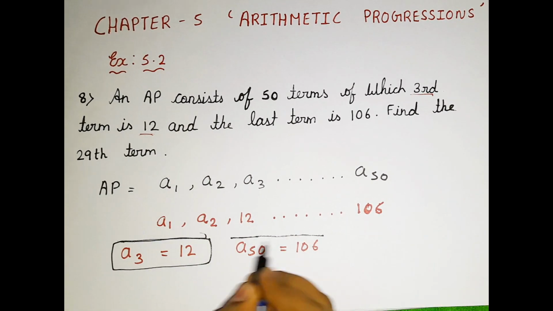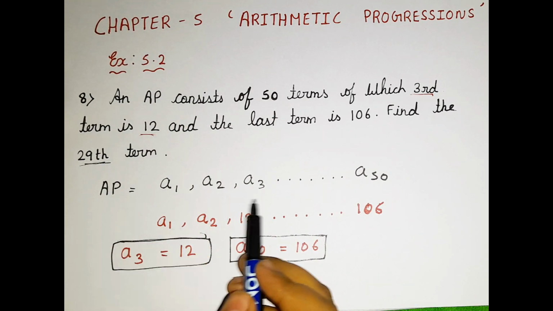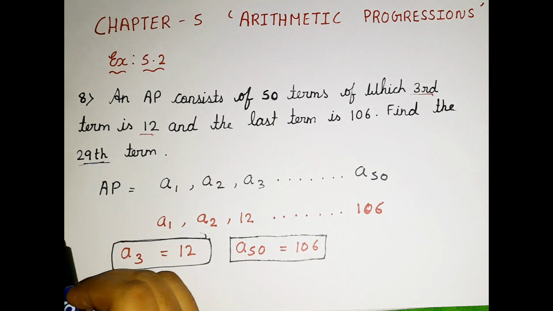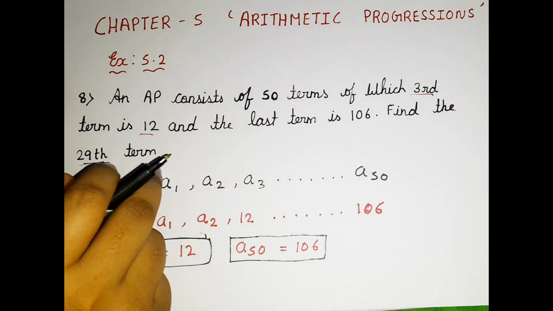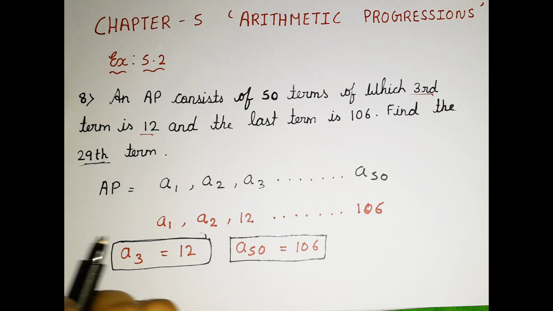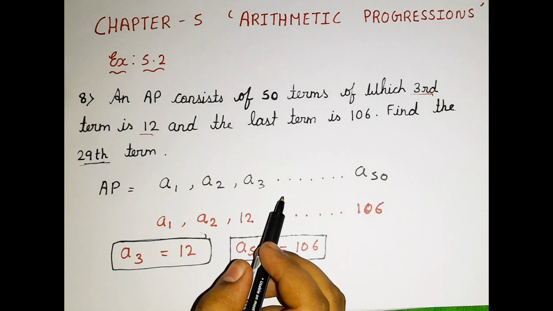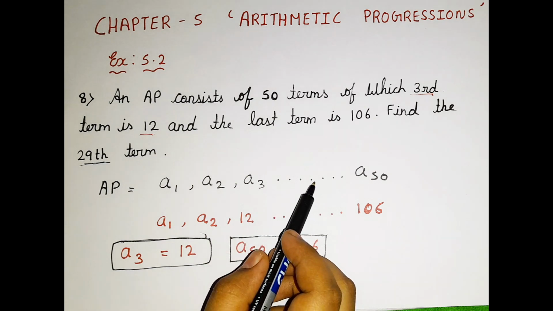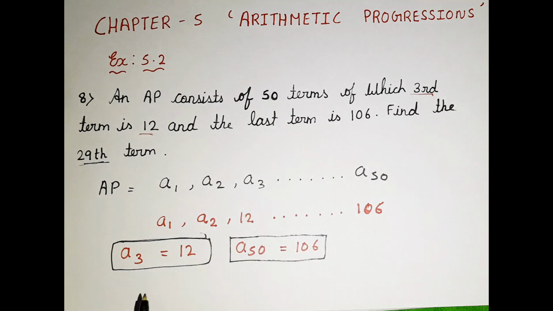So what are we supposed to find? We are supposed to find the 29th term, that is, the number for the 29th term. For example, for the third term we have the number 12. Likewise, for the fourth term we might have a number, and like that we will have a number for the 29th term. So what is the number for the 29th term? In simple words, that is the question.